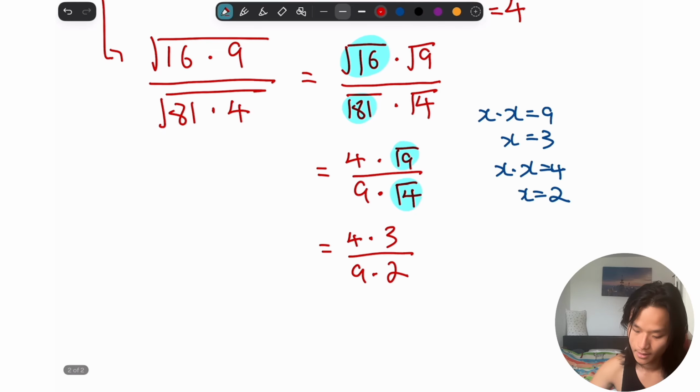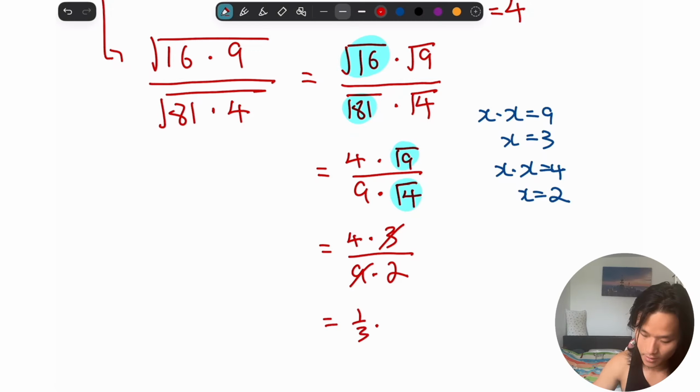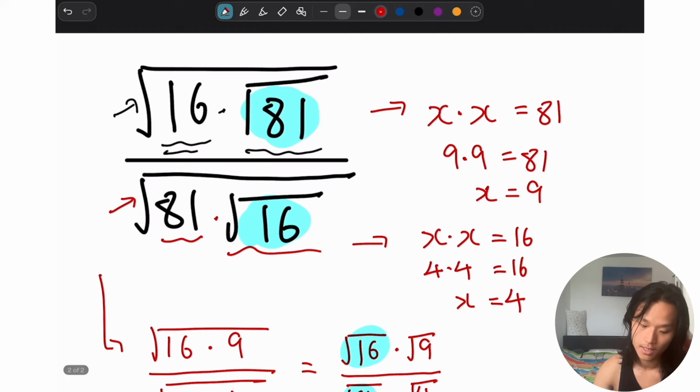And then we can cancel out the 3 and the 9, so that gives us a third, and then the 2 and the 4 cancel out, and we are left with a third multiplied by 2. So that is 2/3. So that's one way of doing it.